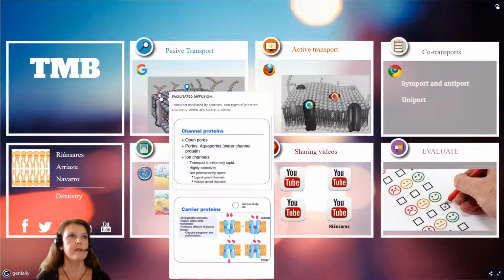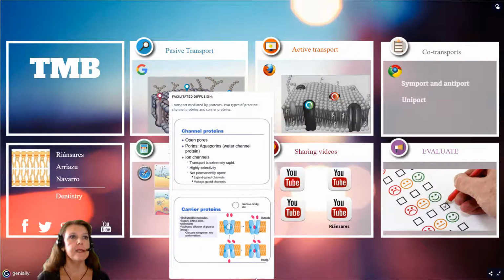The other type of proteins involved in facilitated diffusion are the carrier proteins. In carrier proteins, it is compulsory that our molecules bind with the carrier protein, with the transporter. Okay, if we compare carrier proteins with ion channels, in ion channels there's no junction between molecule and protein, but in carrier proteins it is compulsory that our molecule binds with the specific protein.